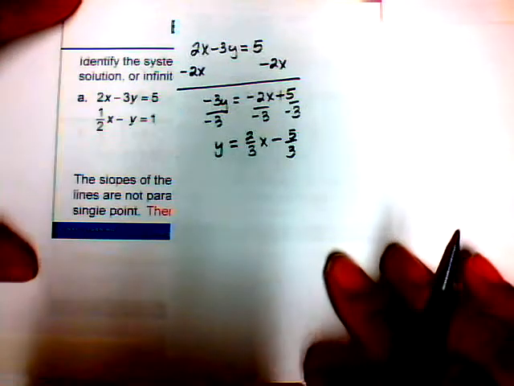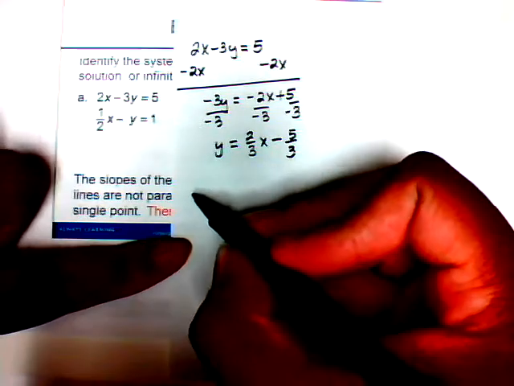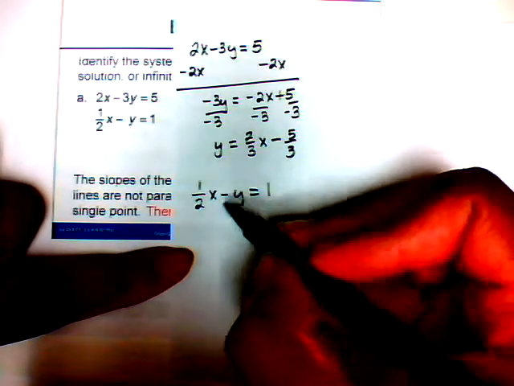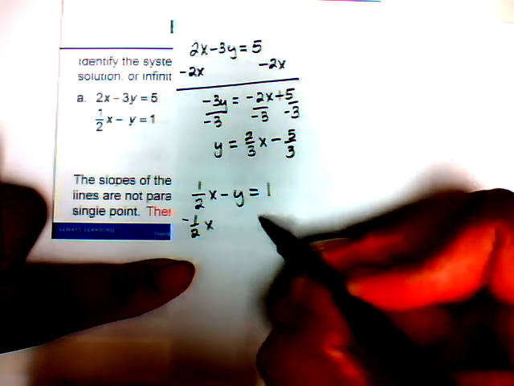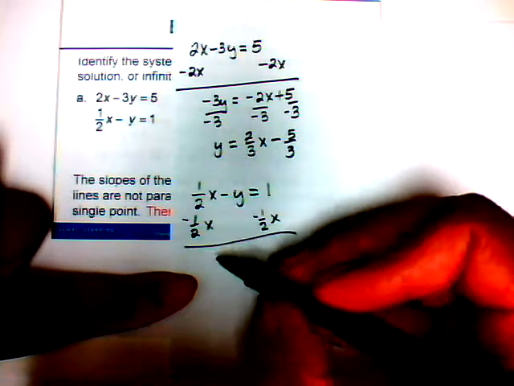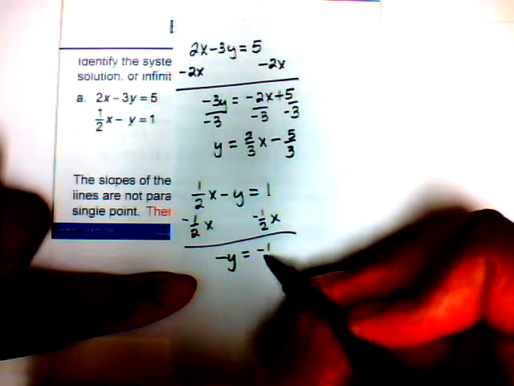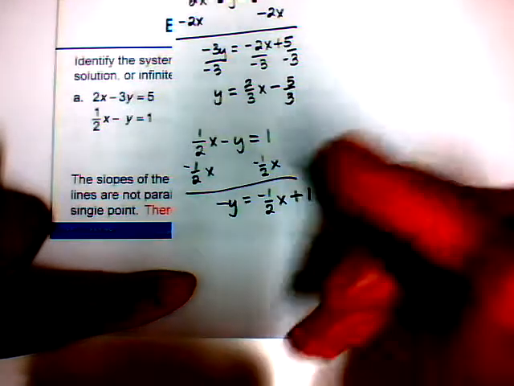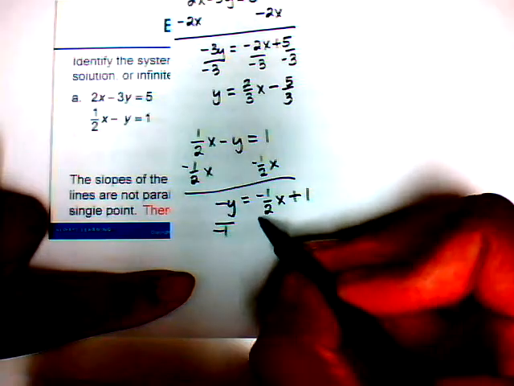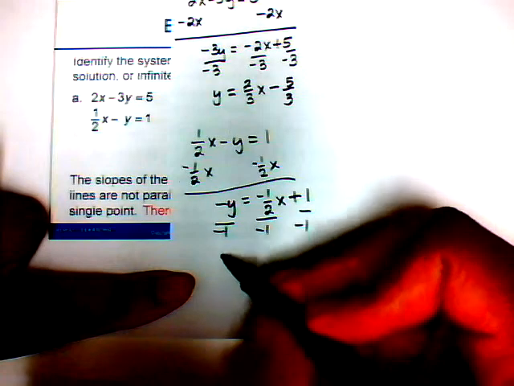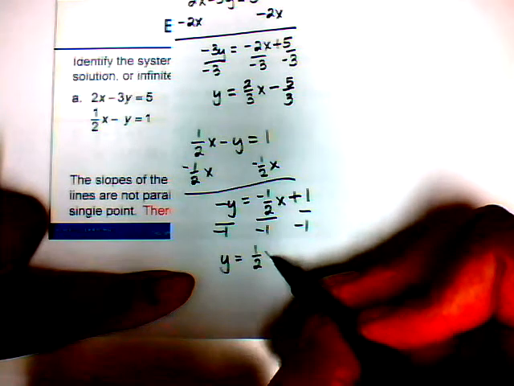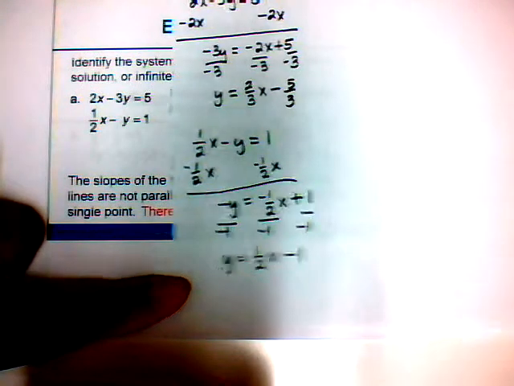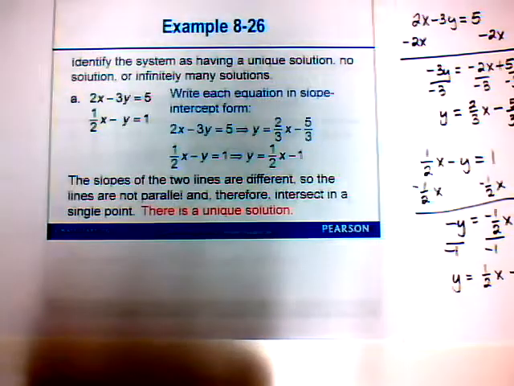And then the other one, 1/2 x minus y is equal to 1. To get that y by itself, let's subtract 1/2 x on both sides. So now you've got negative y is equal to negative 1/2 x plus 1. And then we're going to divide each and every term by negative 1. We want to get rid of that negative sign that's in front of it. So that means you've got y is equal to positive 1/2 x minus 1. Okay, so that's where they got this.